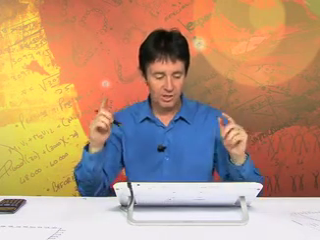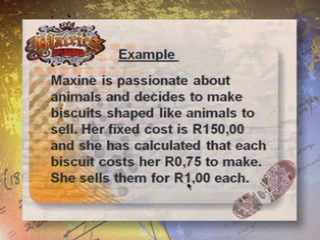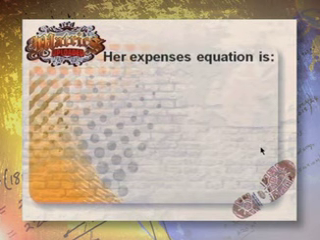That's obvious because there are ingredients. You've got to have baking powder and flour and all that kind of thing to make the biscuits. A fixed cost can be anything, like the electricity or hiring a kitchen. Now have a look here. She sells them for 1 Rand each. Now let's look at the first question.